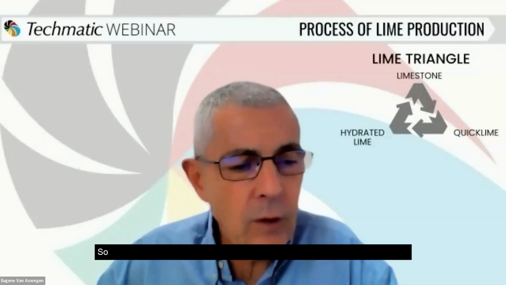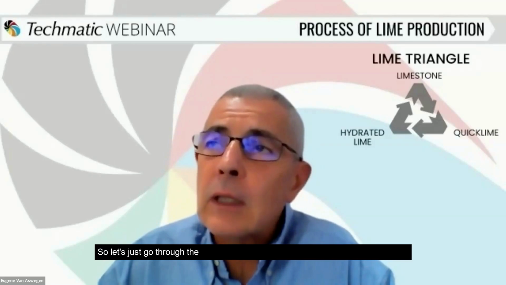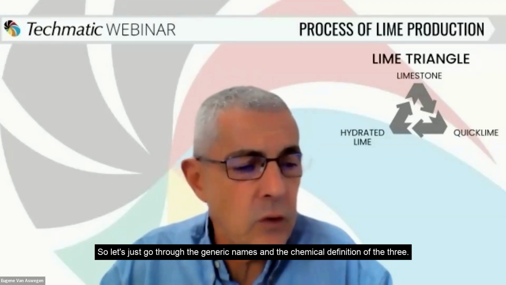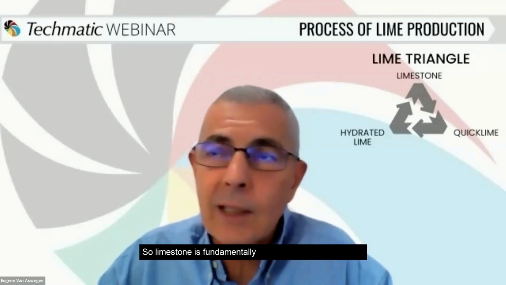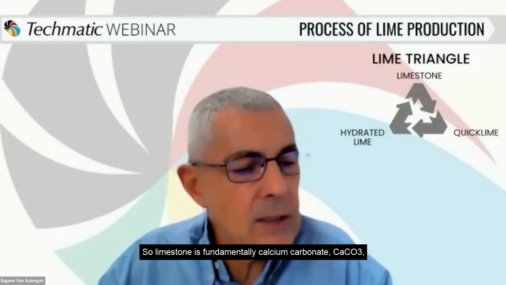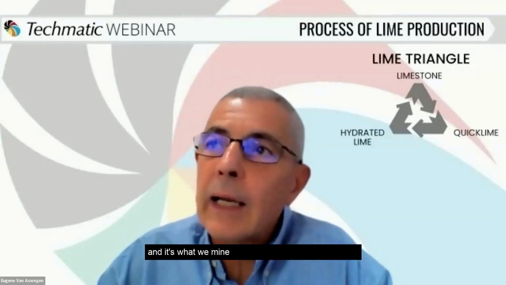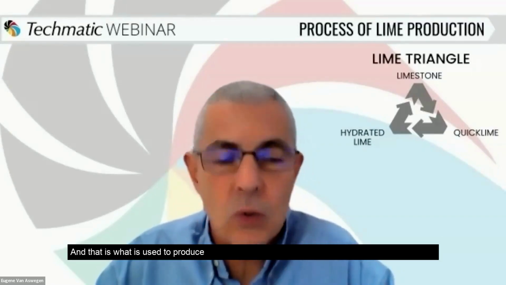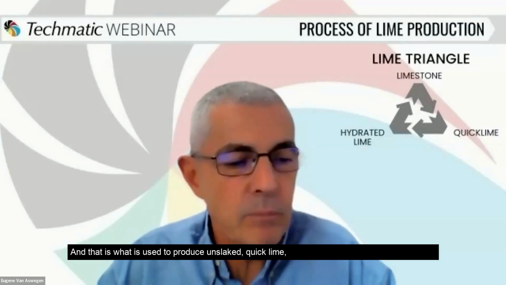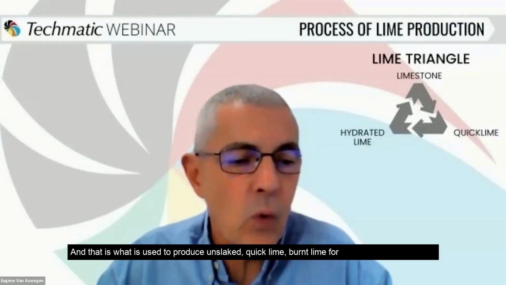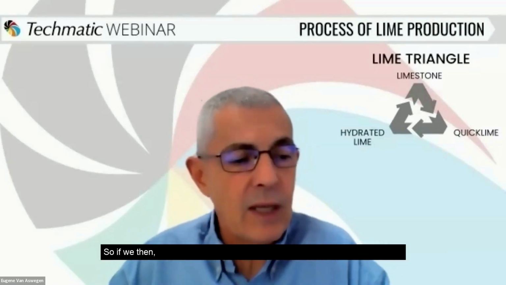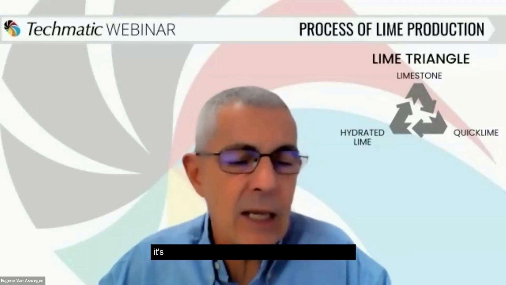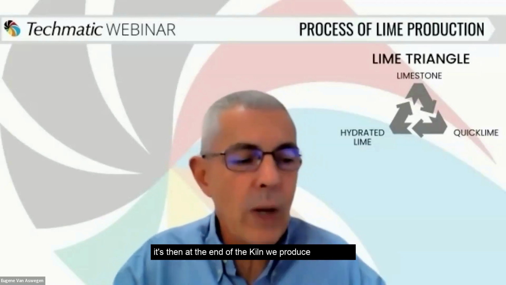But to the point, let's just go through the generic names and the chemical definition of the three. Limestone is fundamentally calcium carbonate, CaCO3, and is what we mine at our mine in the Northern Cape. And that is what is used to produce unslaked quicklime, burnt lime, for the different applications. So if limestone goes through a kiln, and we'll talk about it later on, at the end of the kiln we produce quicklime.